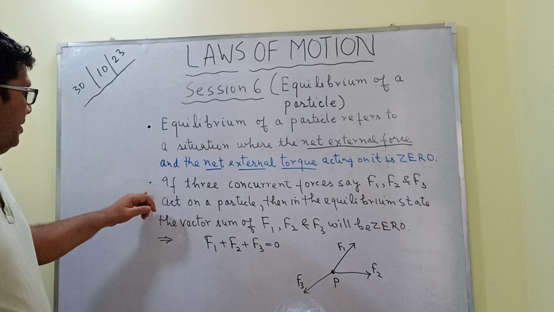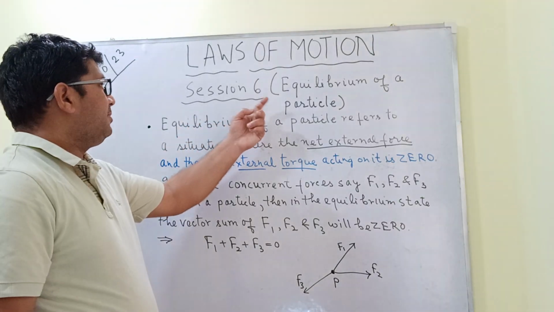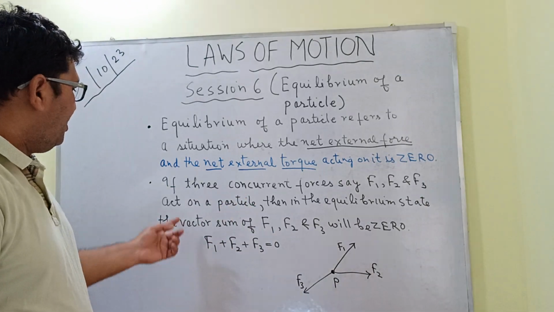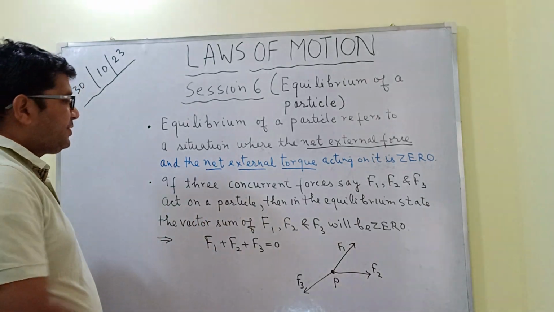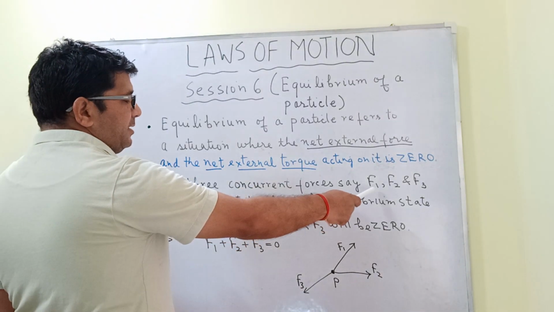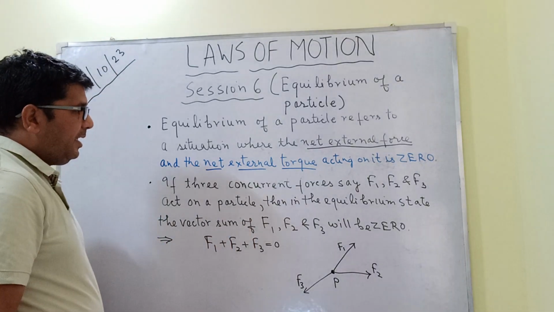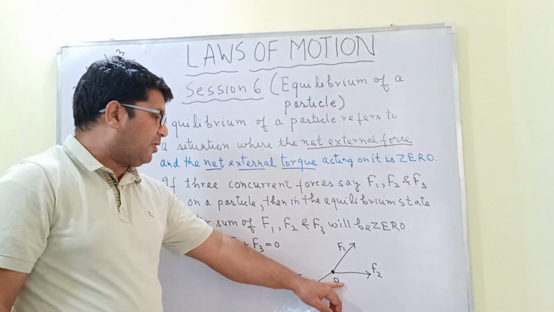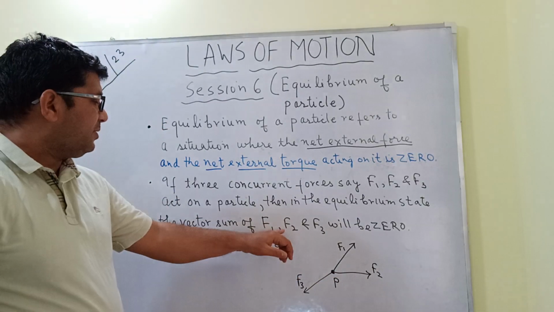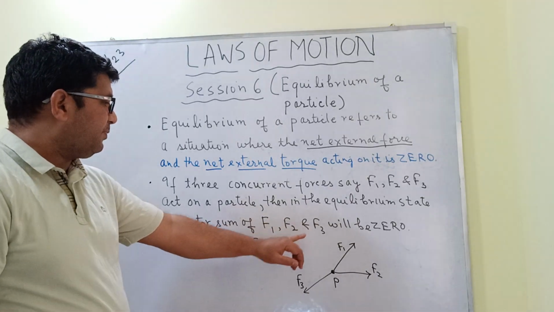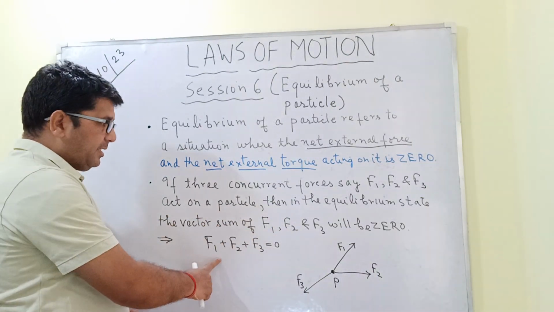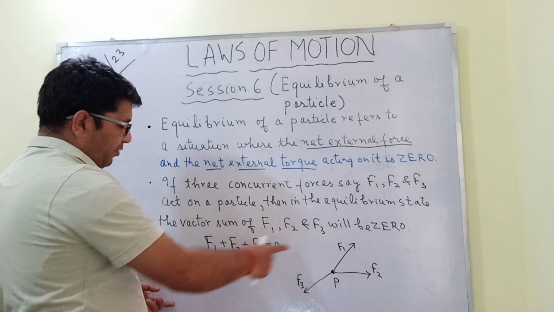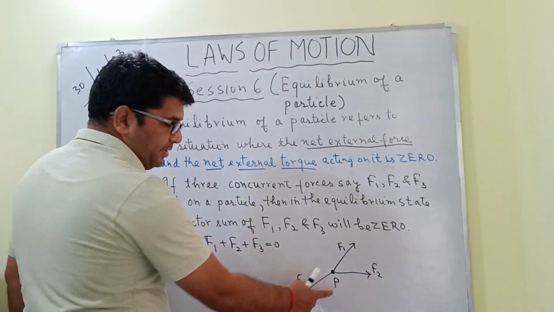अब इस टॉपिक को समझाने के लिए I will be taking one example where I am considering a particle which is subjected to three concurrent forces, that is F1, F2 and F3. Now if this particle is in a state of equilibrium, then the vector sum of these three forces, that is F1, F2 and F3, will be zero. So this is what I have written here, that is, in the state of equilibrium the vector sum of F1, F2 and F3 will be zero.